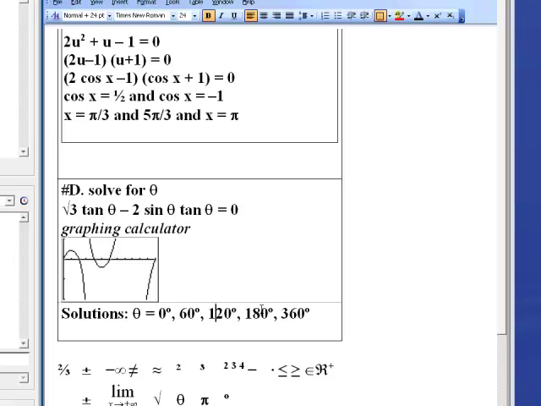And if you want to check the other ones, it's in really the same mode that you would do that. And with that one, I'm concluding this problem section for solving trigonometric equations.